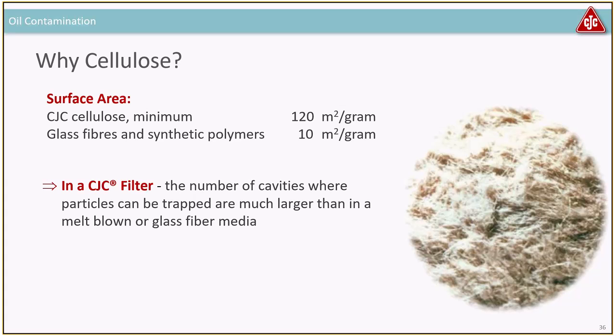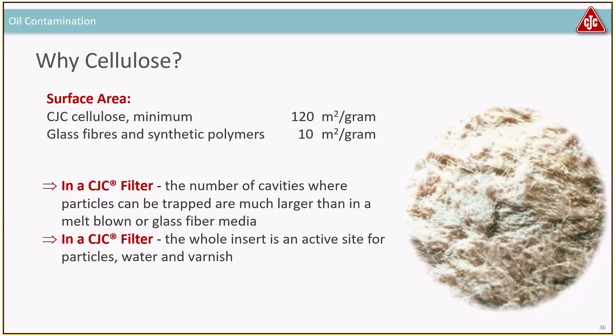So the whole filter has a lot of cavities where the particles get trapped, and that is much larger than a glass fiber or melt blown pleated filter. And also because cellulose can absorb water and varnish, it adheres to the surface of the fibers and then is absorbed into the fibers. So you get 3-in-1 and even 4-in-1 if you have acidity removal as well.